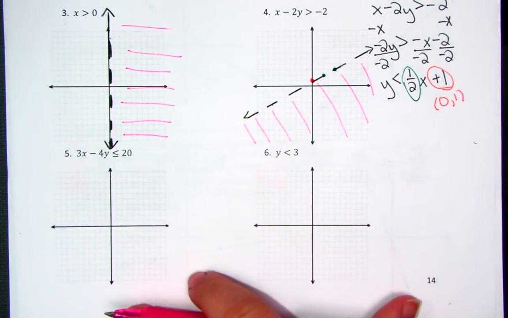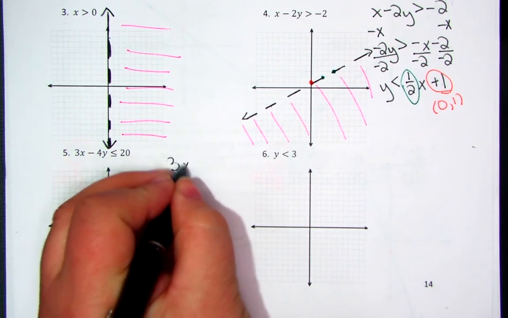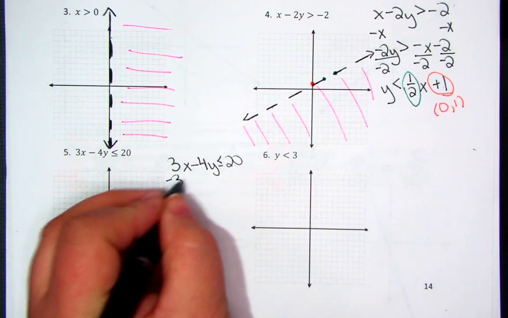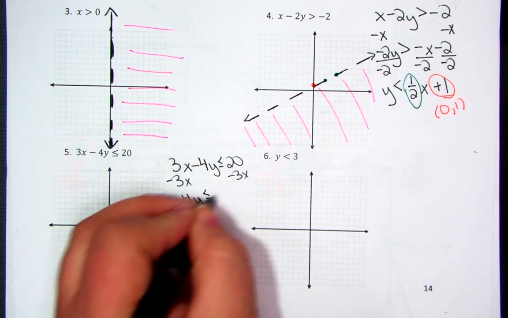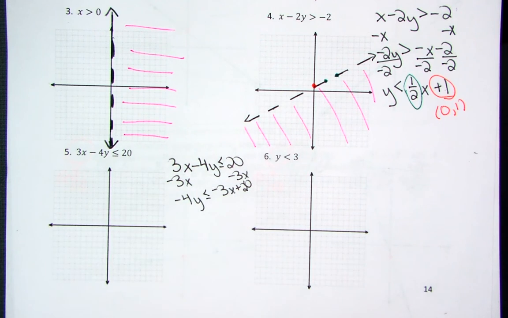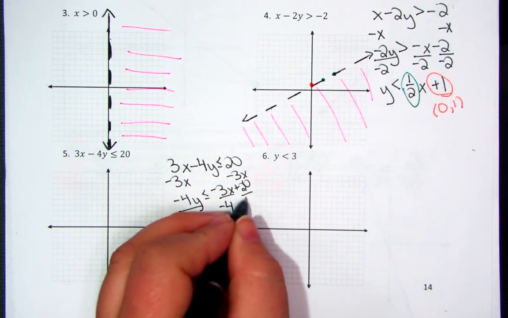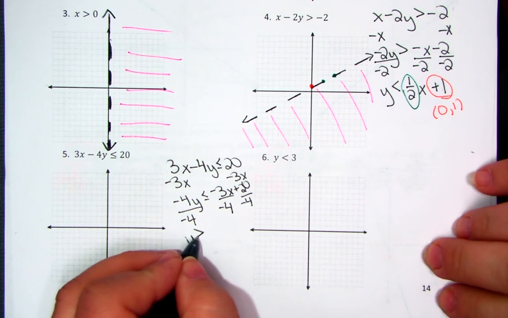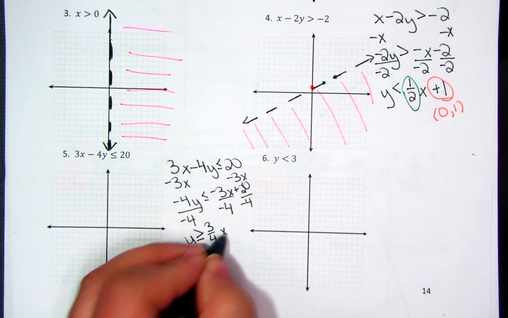Two more. We need to get y by itself. Subtract 3x from both sides. Negative 4y less than or equal to negative 3x plus 20. Divide by negative 4. Since we divided both sides by a negative, we need to switch that inequality. So we have 3/4 x minus 5.